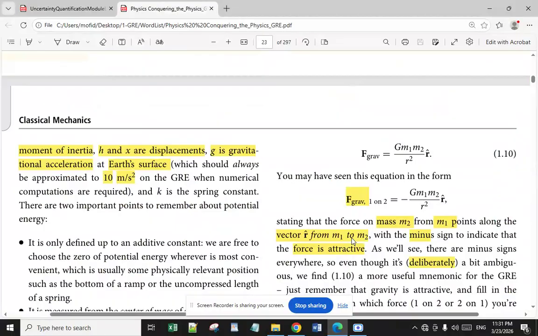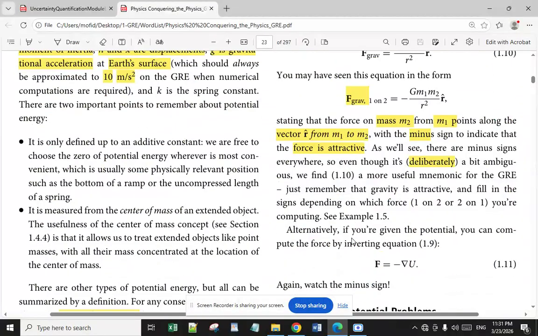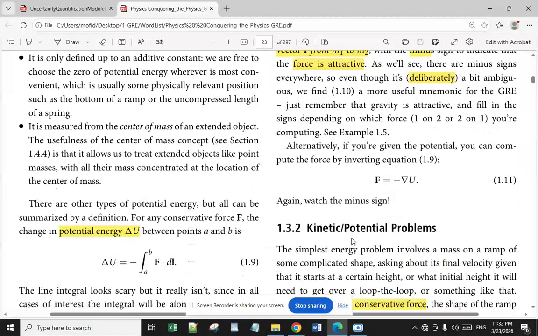There are two important points to remember about the potential energy. The first is that it is only defined up to an additive constant. We are free to choose the zero of potential energy wherever is most convenient, which is usually some physically relevant position such as the bottom of a ramp or the uncompressed length of a spring. It is measured from the center of mass of an extended object. The usefulness of the center of mass concept, see section 1.4, is that it allows us to treat extended objects like point masses, with all their mass concentrated at the location of the center of mass.